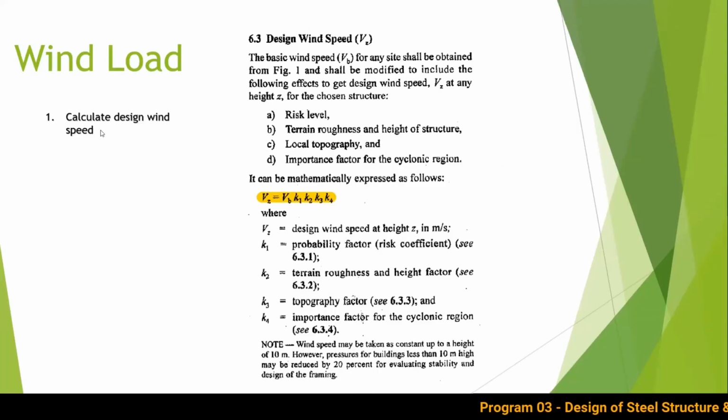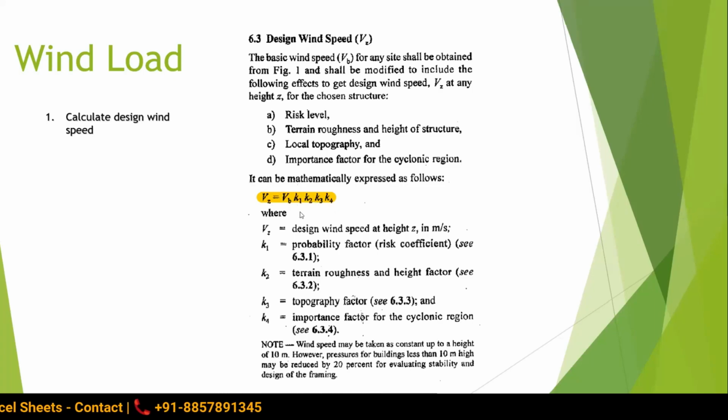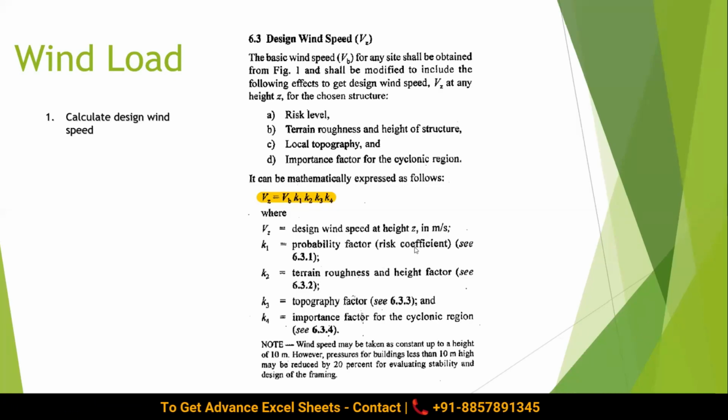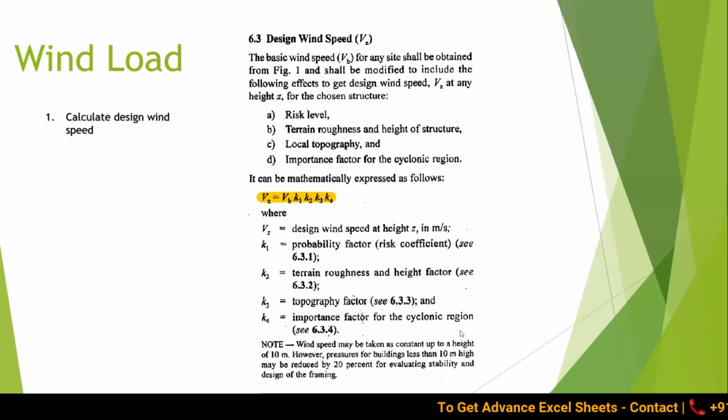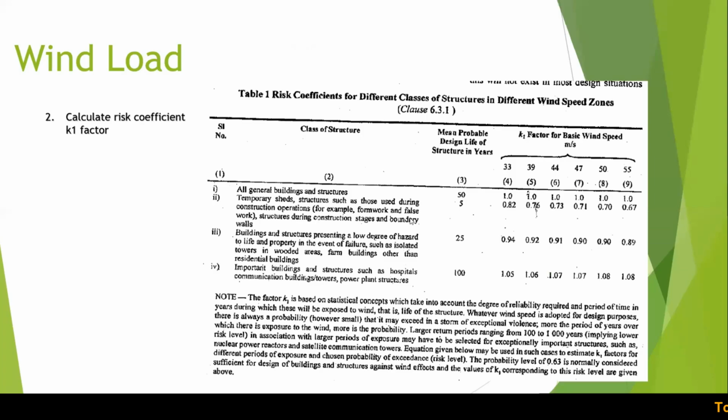First, we are starting with calculating wind speed. We need to understand what the wind speed is. Vb into K1, K2, K3, K4. Vb is the basic wind speed based on the location. Then we have these 4 factors based on risk coefficient, terrain factor, topography factor, and the importance factor for cyclonic region. So K1, this depends on my type of structure and what is my basic wind speed.